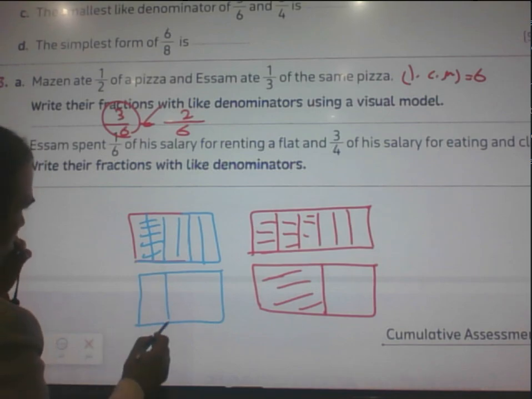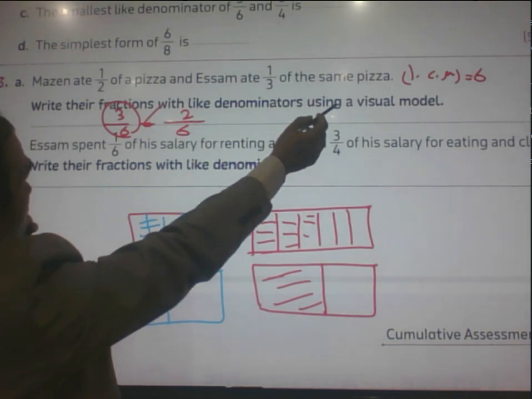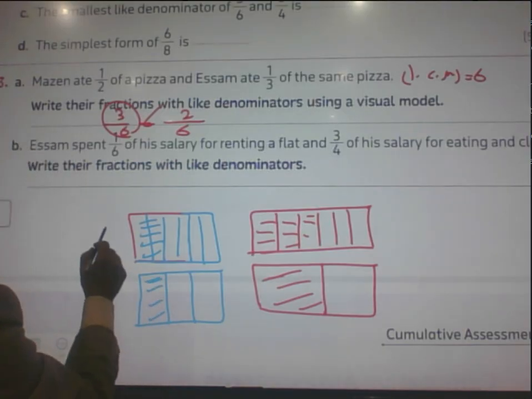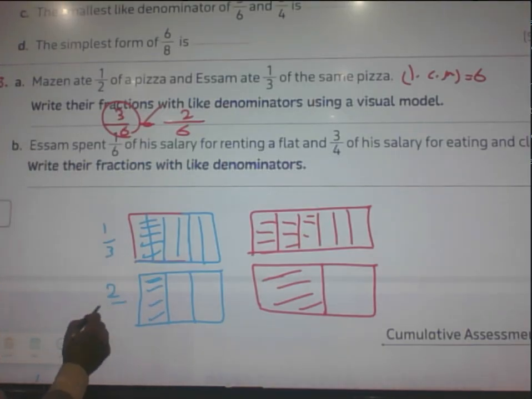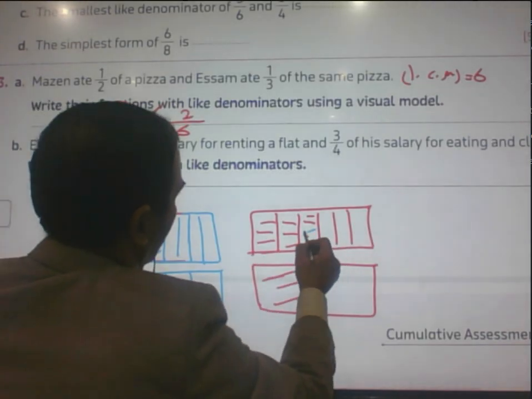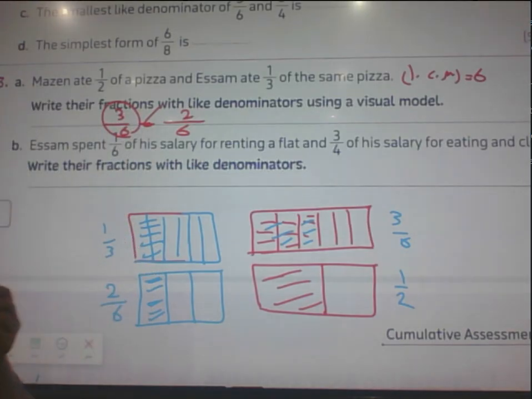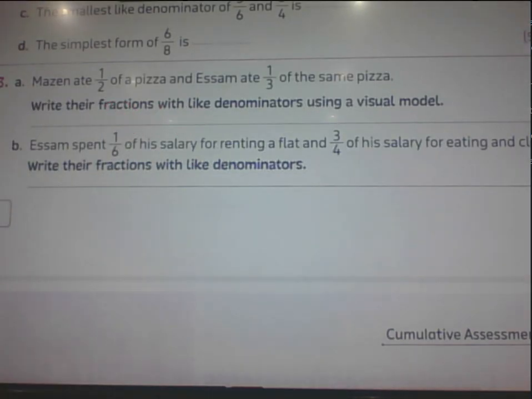we can divide it like this, into 3 parts, and the same. Then 1 over 3 is equivalent to 2 over 6. And here 3 over 6 is equivalent to half. You can use models here to find the answer.